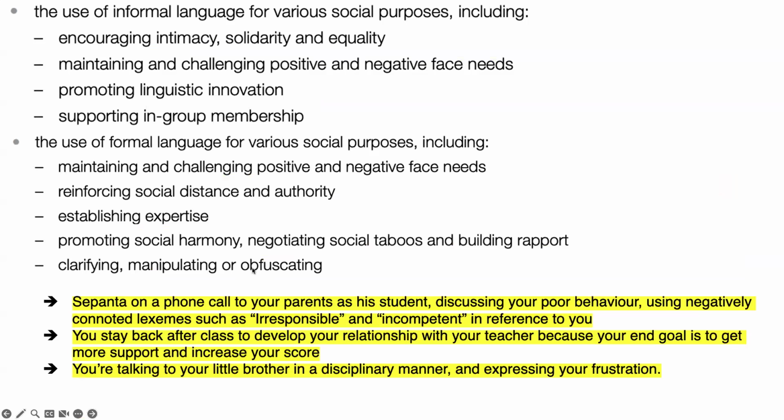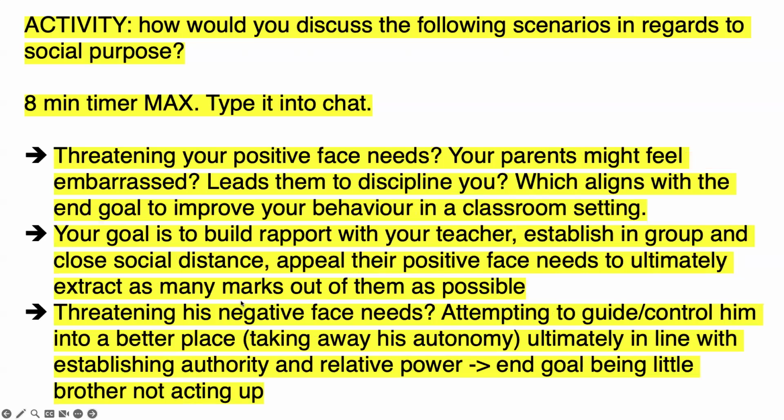So, of course, if I'm on a phone call, right, negatively connotated lexemes, you might stay back after class to develop your relationship. You might want more support. You might want to increase your score. Might be a disciplinary matter. Does it threaten positive face needs? Your parents might feel embarrassed. Would that lead them to discipline you? Look at the flow chart.